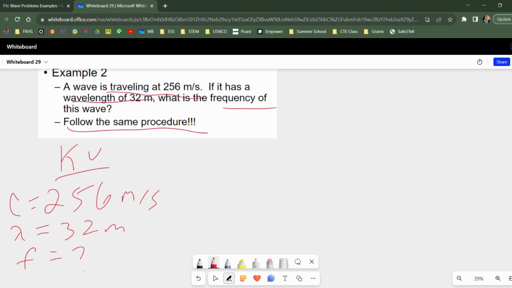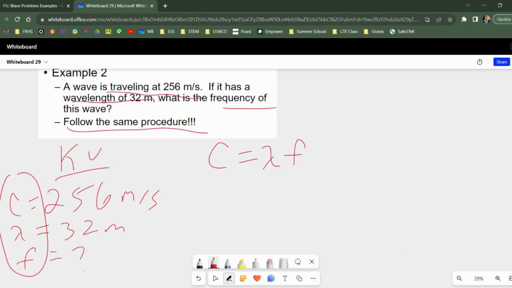All right, good. Now we have step 1 done. We have our knowns and unknowns. Again, I could look at all the equations we have right now and ask which one has those 3 variables. That's what I need. And so, of course, I would say, all right, c equals lambda f. That's the wave speed formula.